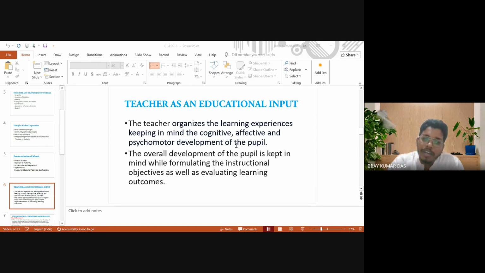So the teacher organizes the learning experience keeping in mind the cognitive part, the affective part, and the psychomotor development of the learner. So the overall development of the pupil is kept in mind while formulating the instructional objectives as well as evaluating the learning outcomes. So evaluation of learning outcomes gives feedback to the teachers. So what actually I have achieved in the class or not.